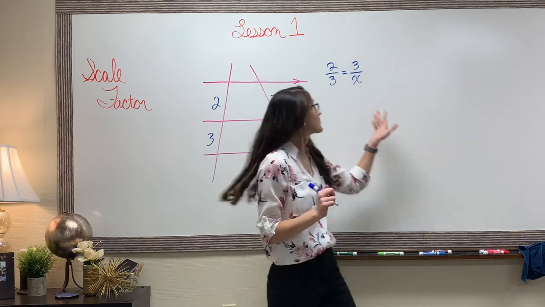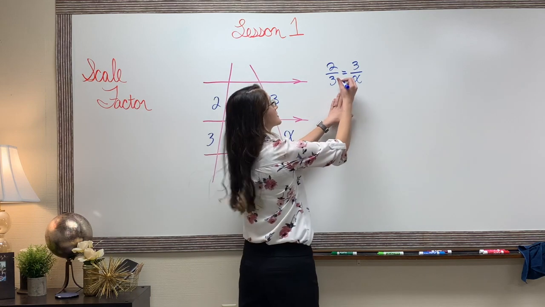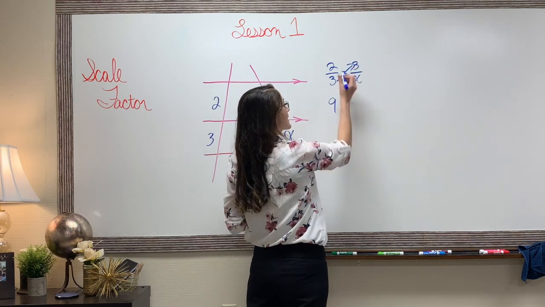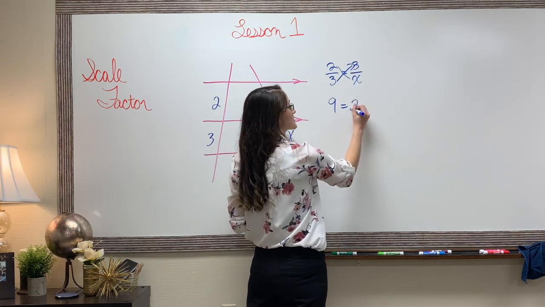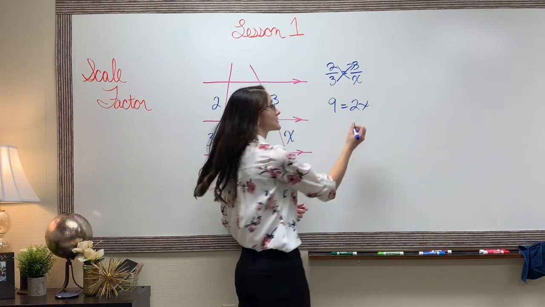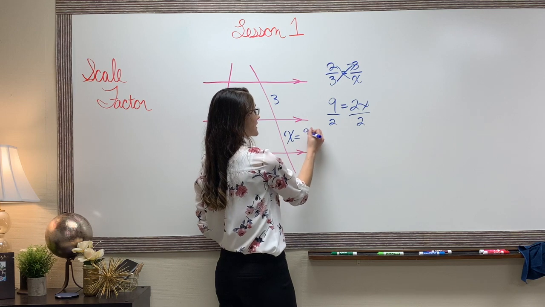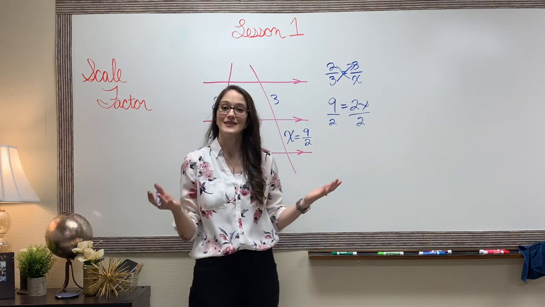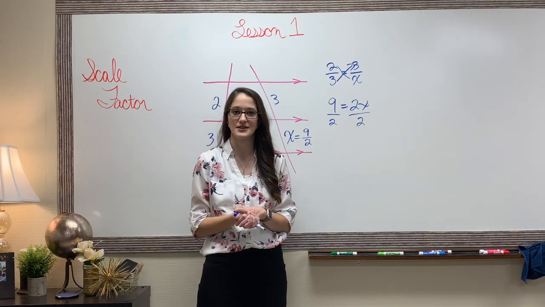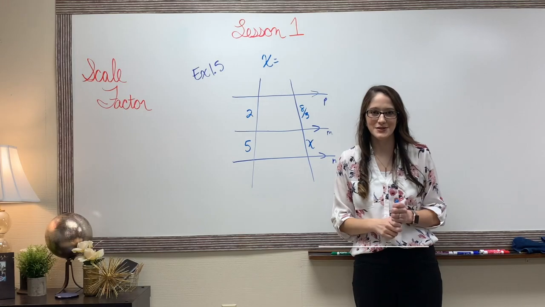So now, with this part, we're just going to cross multiply. So we have 3 times 3 is 9, and 2 times x is 2x. We need to get x by itself, so we're going to divide by 2. And our missing segment is 9 over 2. And that is how you find proportional segments. So let's do some practice.